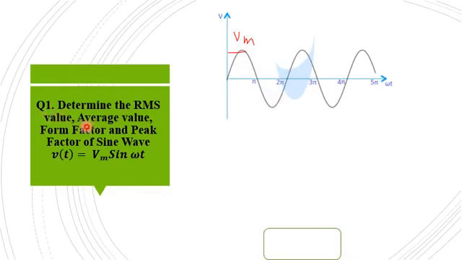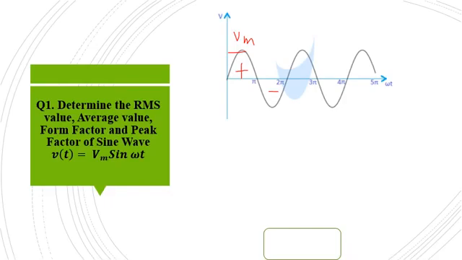The first parameter we need to find out is the average value. We know that the average value of any waveform is actually the area under the curve. So here the area under the curve during the interval 0 to pi, I am taking as a positive area since all the values are positive. And the area under the curve during the interval pi to 2 pi, I am taking as a negative area because the waveform has a negative value.